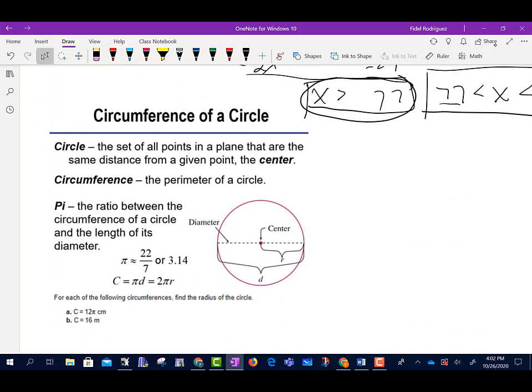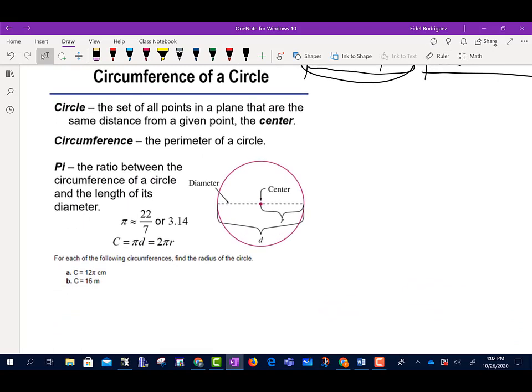All right. So now we have something called the circumference of a circle. It says a circle is a set of all points in a plane that are the same distance from a given point, called the center. The circumference is referred to as the perimeter, the distance all the way around that circle, okay? And pi is the ratio between the circumference of a circle and the length of its diameter. And a lot of times we use these abbreviations, or these approximations, for pi.